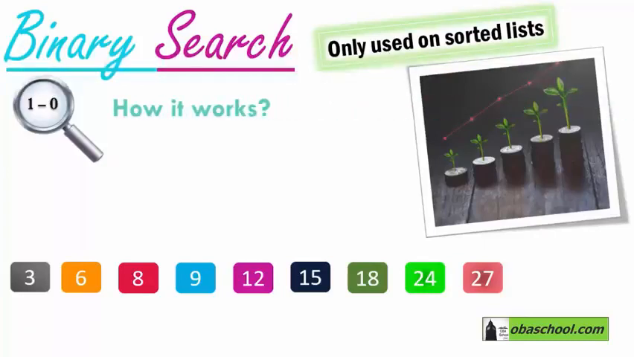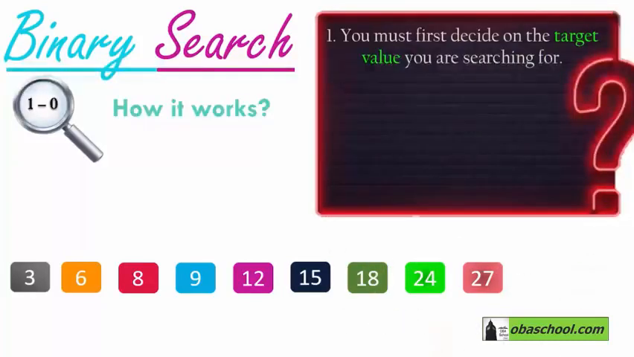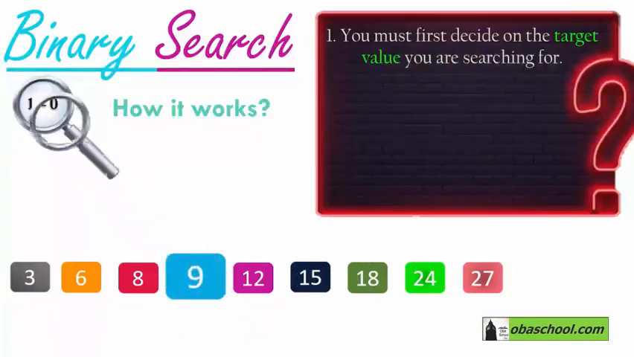Okay, so how does the binary search work? Number 1, you must first decide on the target value you are searching for. So for example, here we are searching for number 9. So we want to know where is number 9 in this list. That means now we know the target value.